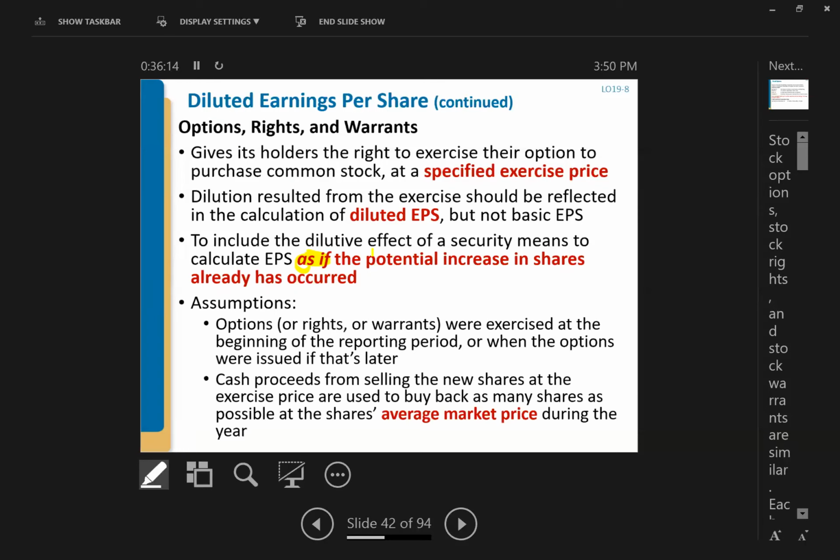Options or rights are treated as exercised at the beginning of the reporting period, or when the options were issued, if that was later. Cash proceeds from selling the new shares at the exercise price are used to buy back as many shares as possible at the shares' average market price. That's important.